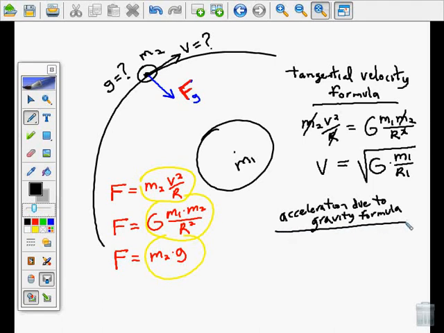So to get the acceleration due to gravity formula, I take the bottom 2 equations and set them equal to each other. And you have m2 g equals big G m1 m2 over r squared. And then notice the m2's cancel out. And it turns out that the acceleration due to gravity up there is just equal to big G m1 over r squared.